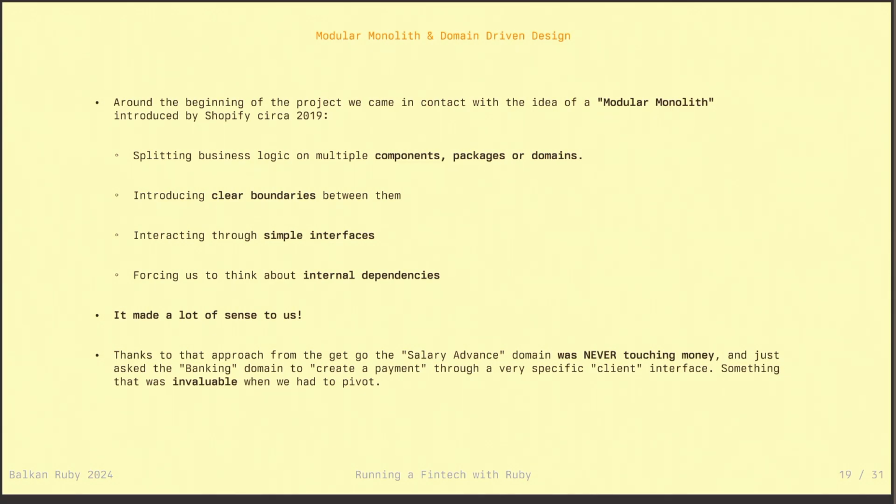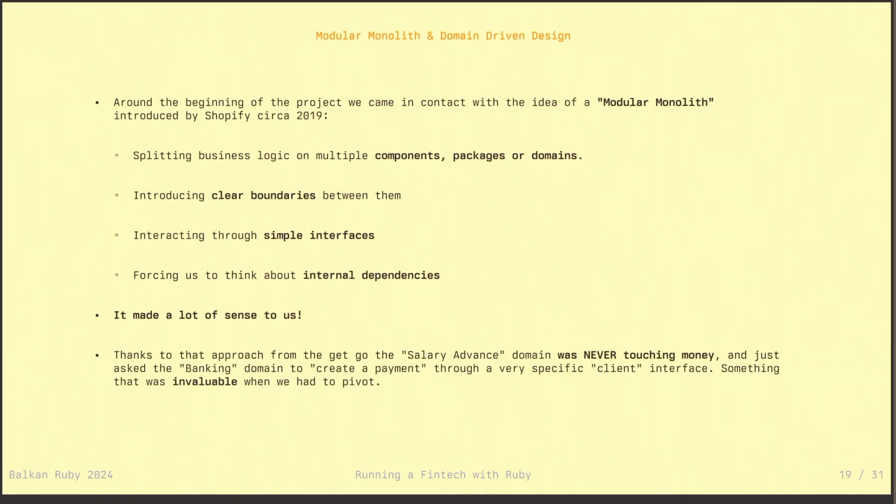That is something that in Rails could go unnoticed sometimes, because by default there are no real boundaries between all the models and all the controllers. You can introduce modules, but many people don't do it. So this approach forces you to do that by default.